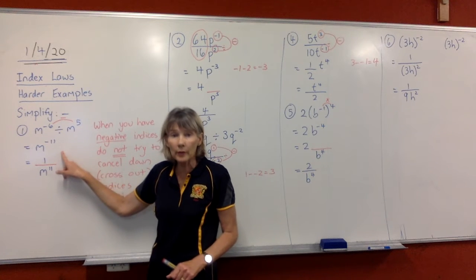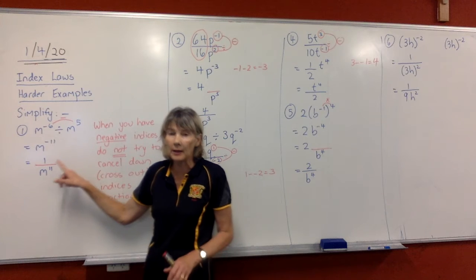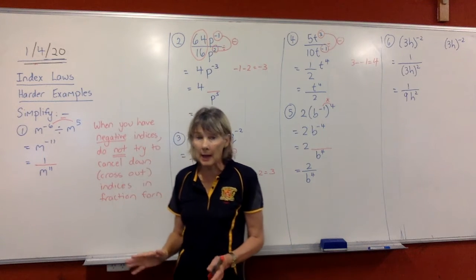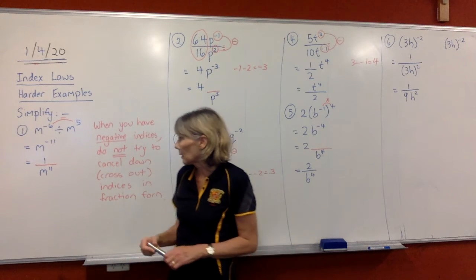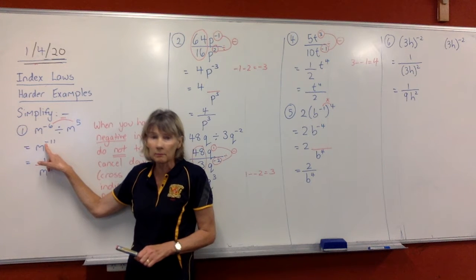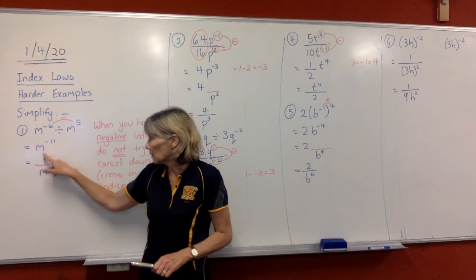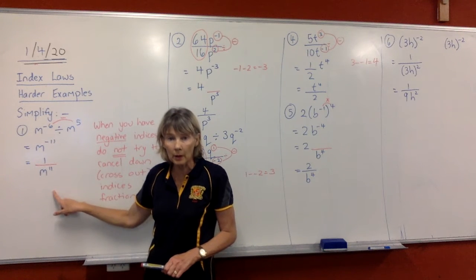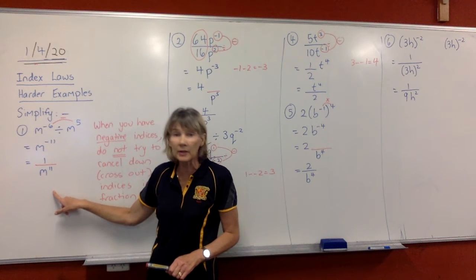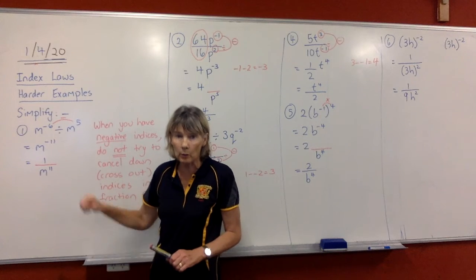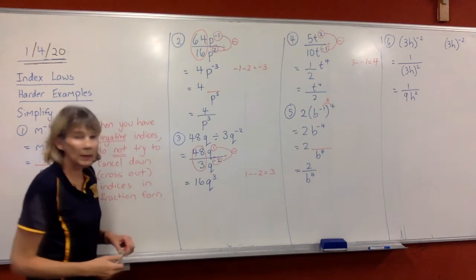Now, once we've got that answer, we're going to rewrite that in the fraction form that we learned last lesson with the negative indices. So that minus sign turns into a fraction bar, and all of this m to the 11 falls below the fraction bar. That leaves nothing on the top, so you have to write a 1 up there. They get a little bit harder.